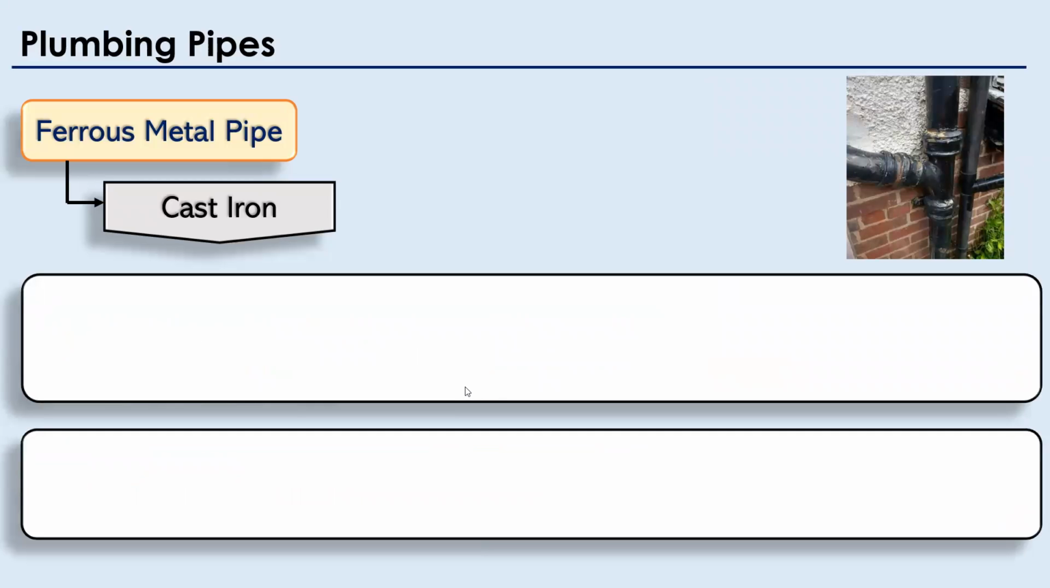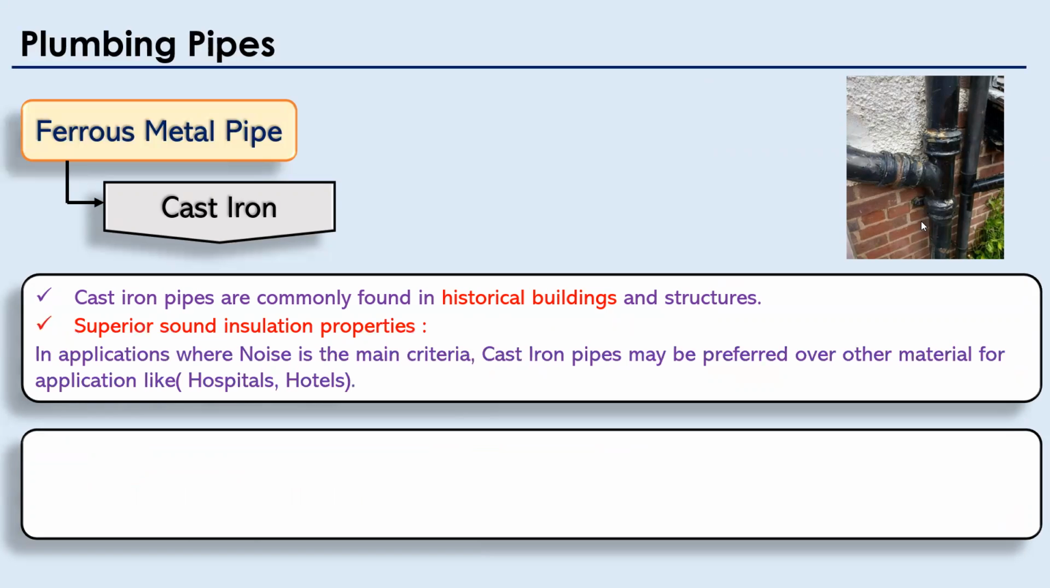Cast iron. Cast iron pipes are commonly found in historical buildings and structures, for drainage and venting purposes. There are some properties associated with cast iron pipes due to which they are still in demand nowadays. First is superior sound insulation. In applications where noise is the main criterion, CI pipes are preferred over other materials, like in hospitals or hotels where you want to maintain very low noise.